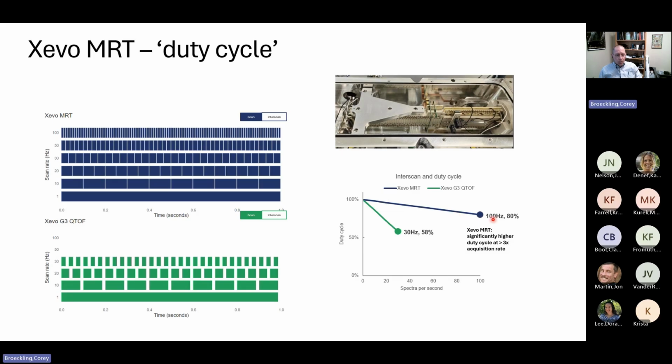If we're collecting 100 MSMS spectra per second on the Xevo MRT, we have a duty cycle of about 80%. On the older instrument, at 30 hertz, our duty cycle was about 58%. If we got up to 100 hertz, it would be more like 20%. And so the speed of the MRT has been increased, not only for the acquisition itself, but by reducing the wasted time, so to speak. And what that means is we can collect a lot more MSMS data much more quickly.